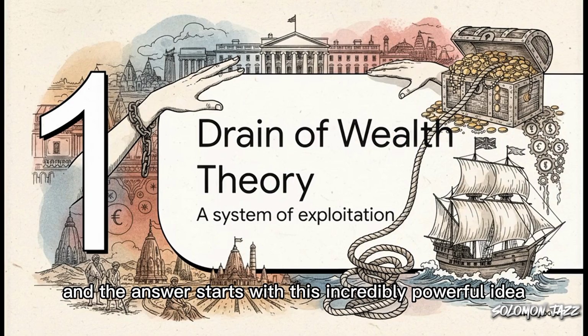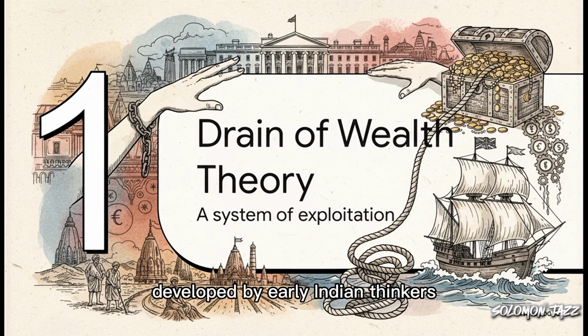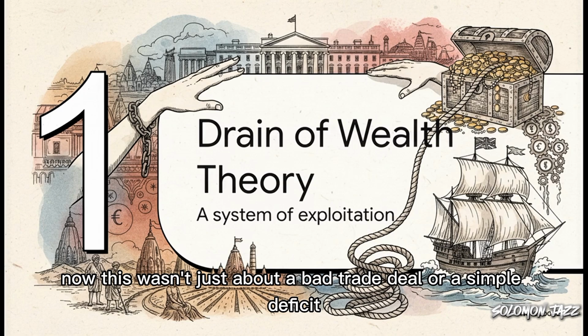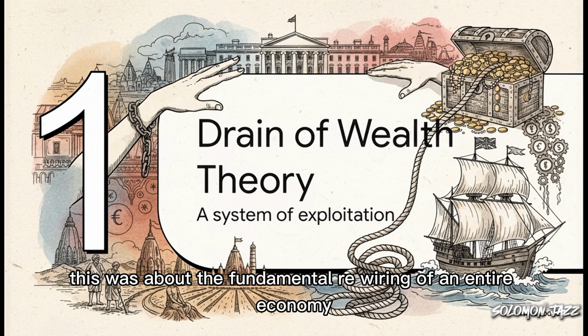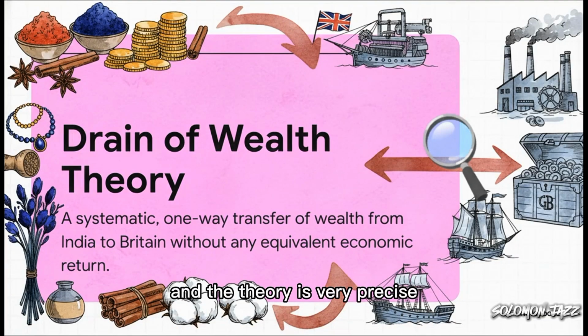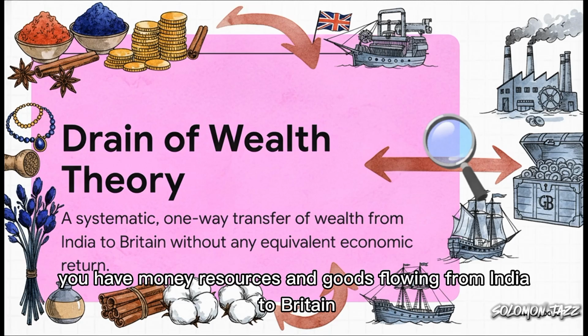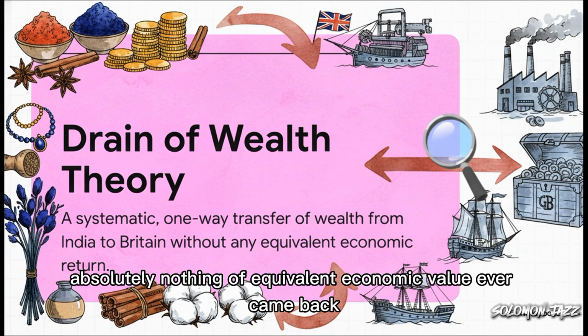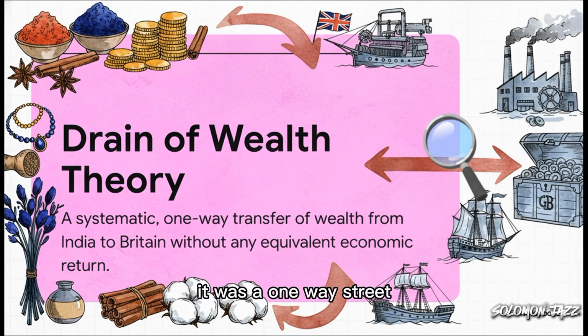And the answer starts with this incredibly powerful idea developed by early Indian thinkers. They called it the drain of wealth theory. Now, this wasn't just about a bad trade deal or a simple deficit. This was about the fundamental rewiring of an entire economy for the sole benefit of another country. And the theory is very precise. It defines this drain as a systematic, one-way transfer of wealth. You have money, resources, and goods flowing from India to Britain. But here's the crucial part. Absolutely nothing of equivalent economic value ever came back. It was a one-way street.